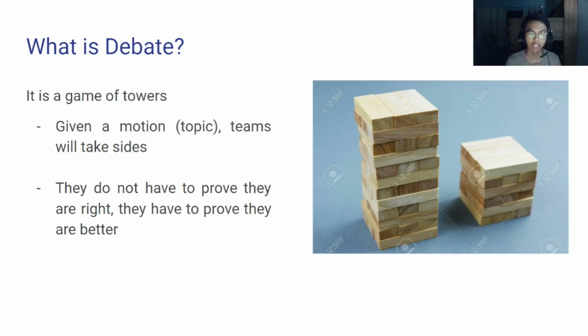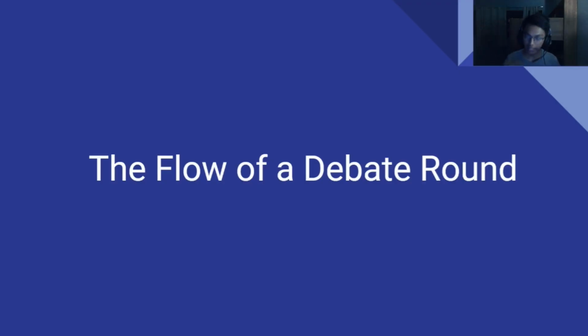So there's a side for the topic, there's a side against the topic, and you have to prove that you are better. The topic has no right answer as to whether you should be on one side or the other side. You're not trying to prove that you are right. You are simply trying to prove that what you are fighting for is better than what they are fighting for, and that an adjudicator, a judge, should take your side.